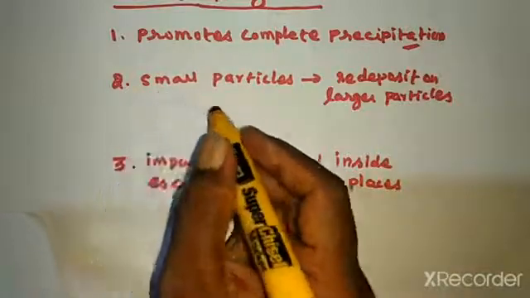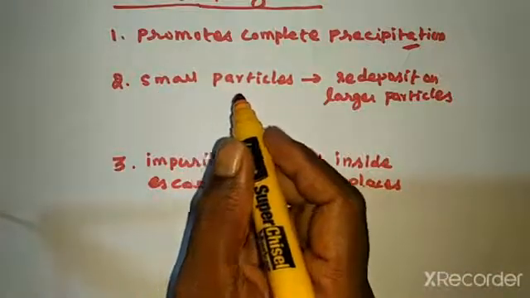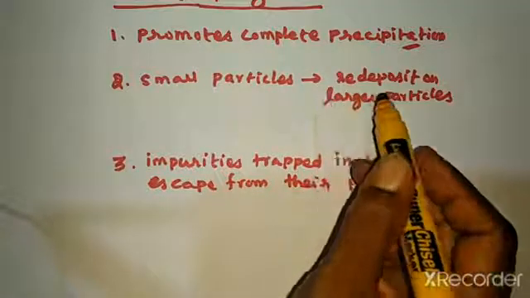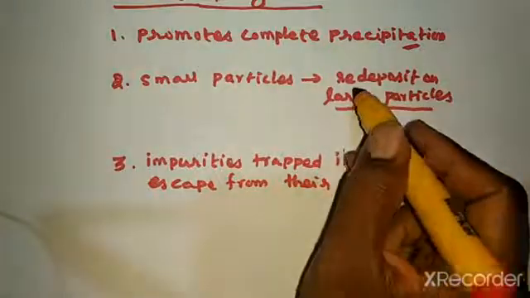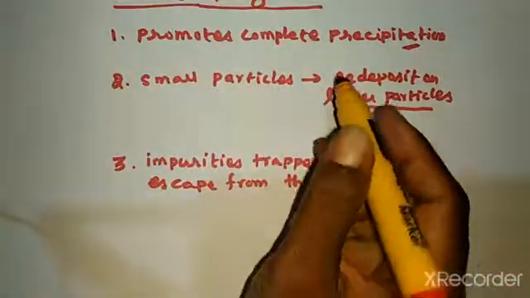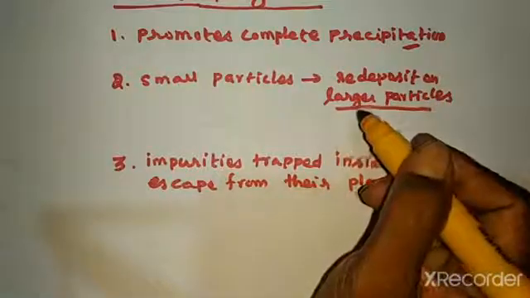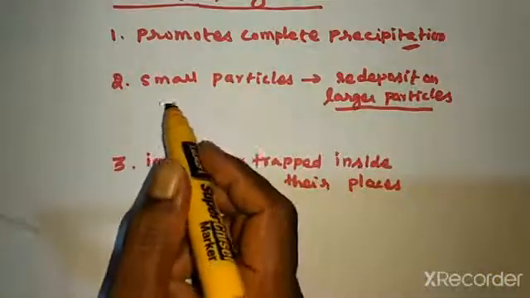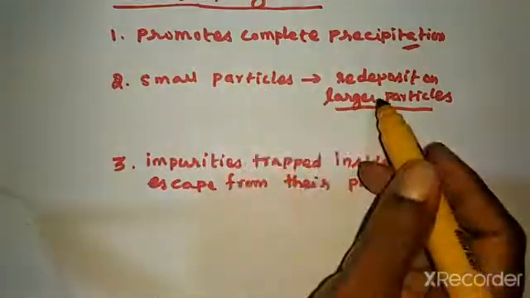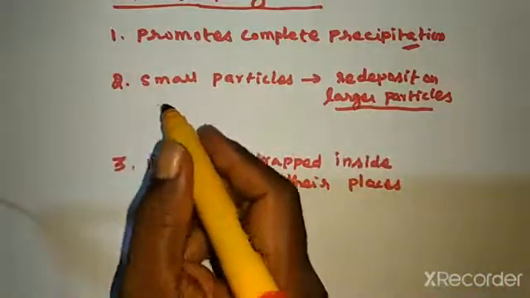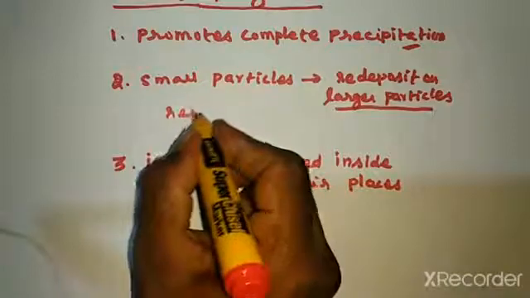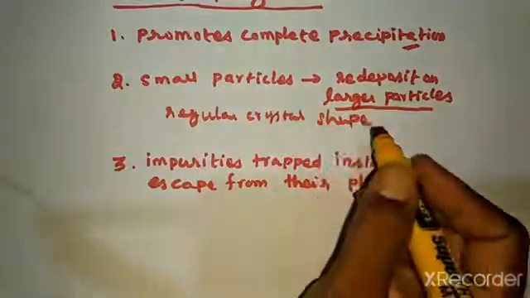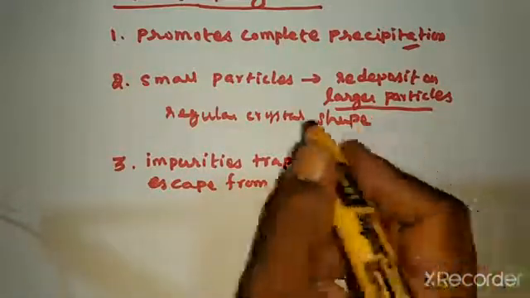And then during digestion, small particles will tend to pass into solution and then redeposit on larger particles. The small particles are converted into larger particles, which promotes the formation of a regular crystal shape, with lesser surface area.